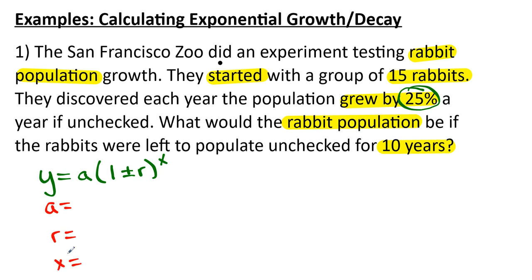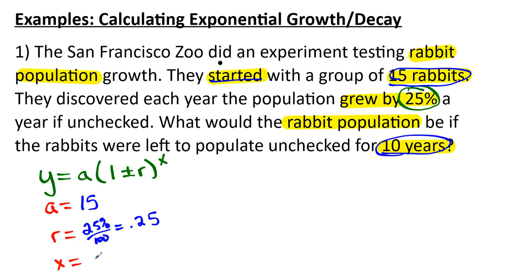So a again is our starting value, and we are starting out with 15 rabbits, as they stated. So that'll be 15. Our rate is our percentage, which is 25%, but we need to make that a decimal, so we divide by 100, which gives us 0.25. And then x is our time, which is, of course, 10 years. We're going to plug this in. y equals 15, 1, and then do we add or subtract here? We have to worry about that plus or minus. It did say it grew, which means it's growth, which means we add.